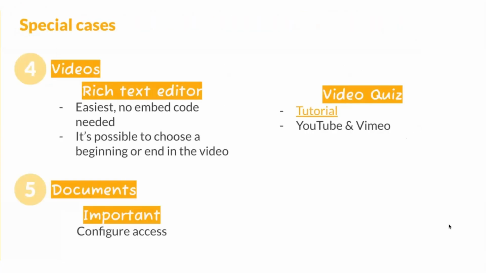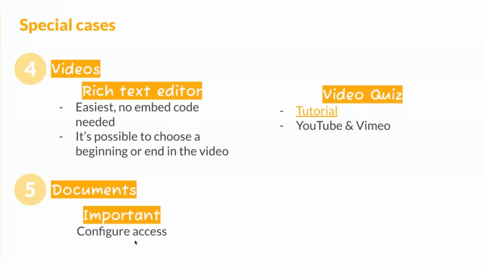All right, now some special cases though. So for videos, the rich text editor is easiest. You don't need an embed code, you just drop it in. And you can also choose if you want to have certain timing within your video. Like if you don't want to show a whole 10-minute video and you only want to show a clip, you can also do that too. And within a video quiz, it's only YouTube and Vimeo. So sorry, you can't turn yet into a video quiz unless you first record and then put it up on YouTube.